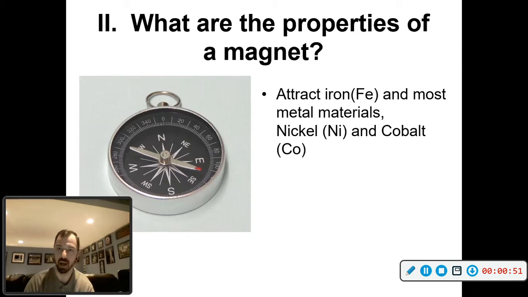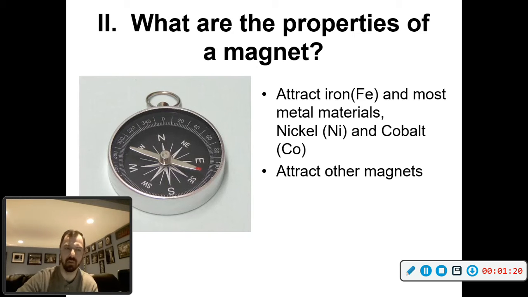So what are the things that attract to a magnet? Iron comes to mind right away. Iron definitely attracts to a magnet. In general, metal materials that have nickel, cobalt, and iron are going to be the ones that attract to magnets. Aluminum is a common metal that does not attract to a magnet. However, you can take it and make an alloy out of it. An alloy is a mixture of metals, and that can attract to a magnet.